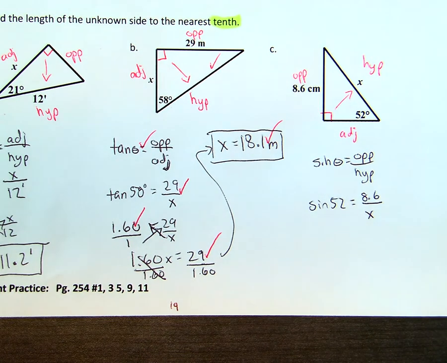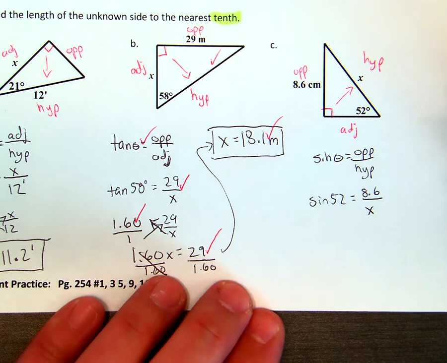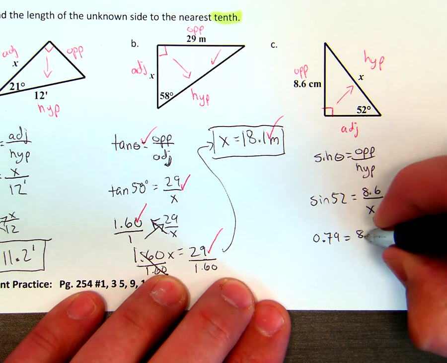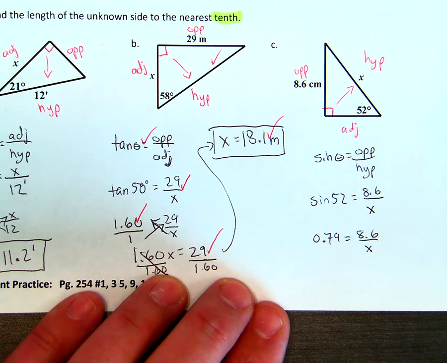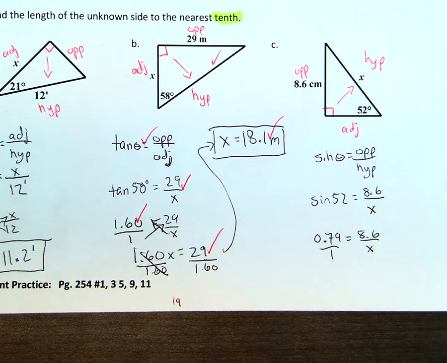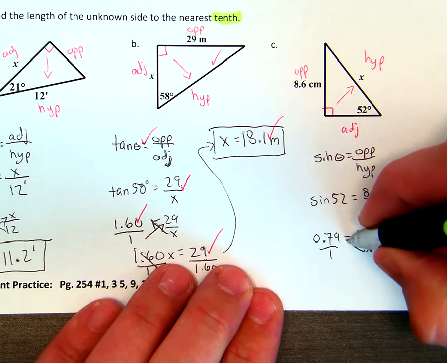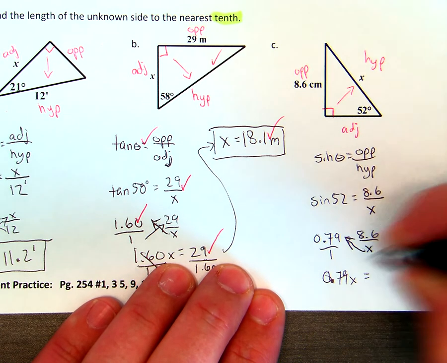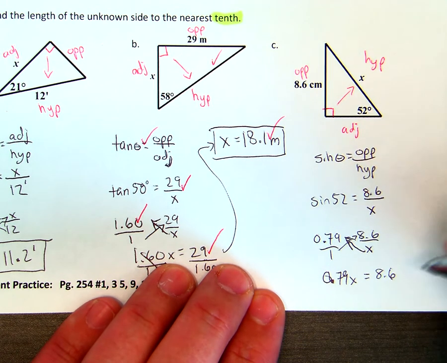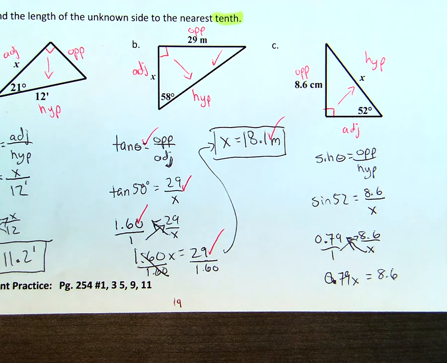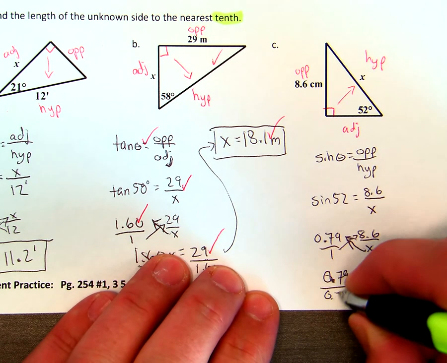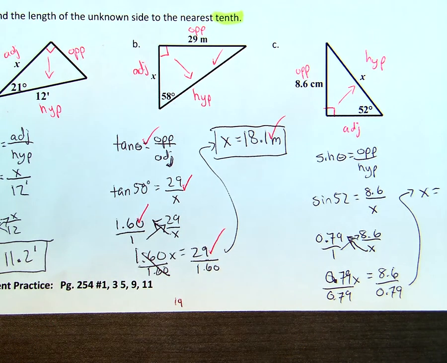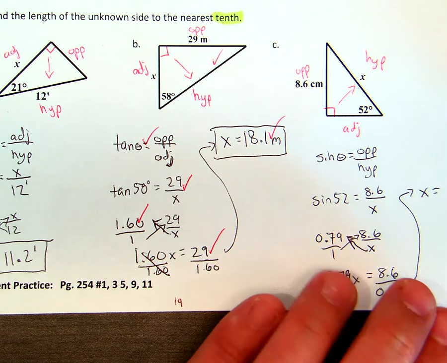Now I can work out sine 52. I type in sine 52, and I get 0.79. Make sure you get that on your calculator. I have 8.6 over x. Put this over 1 so they're both fractions, and then I can cross multiply. So x times 0.79 is 0.79x, and 1 times 8.6 is 8.6. Then I divide by the number in front of x, so divide by 0.79, and I get x equals 8.6 divided by 0.79, which is 10.9.